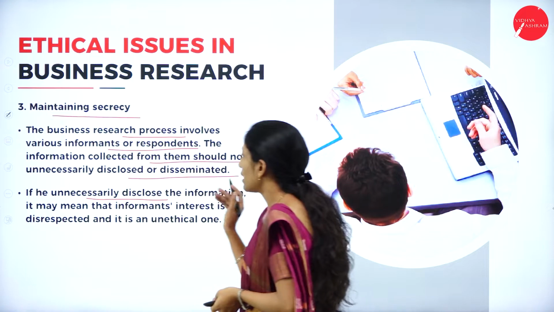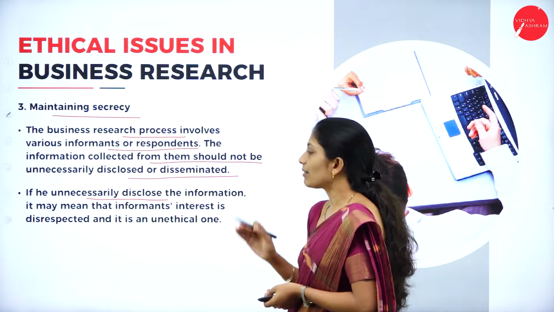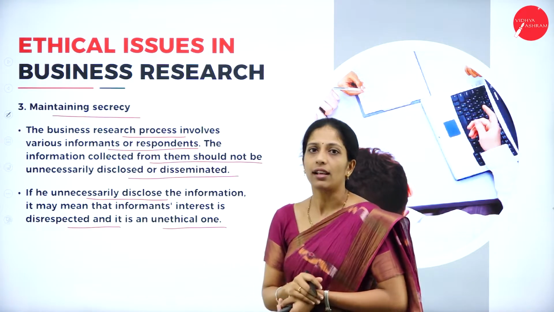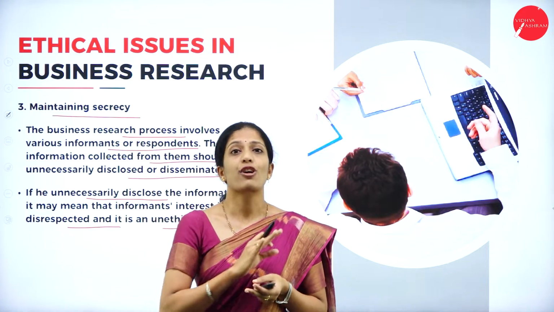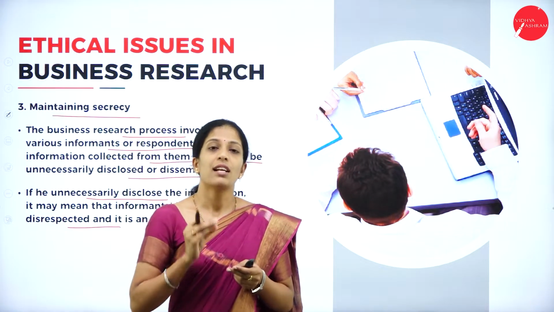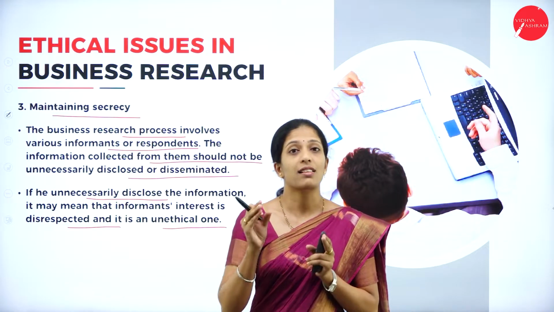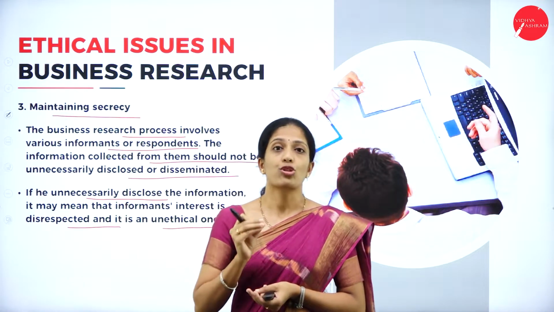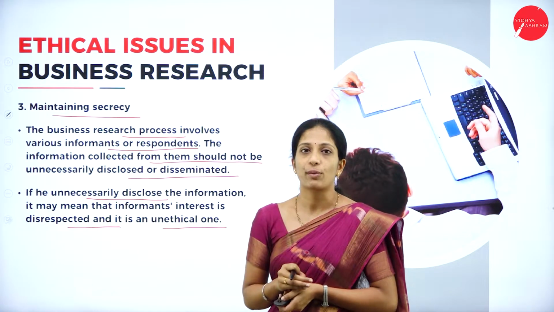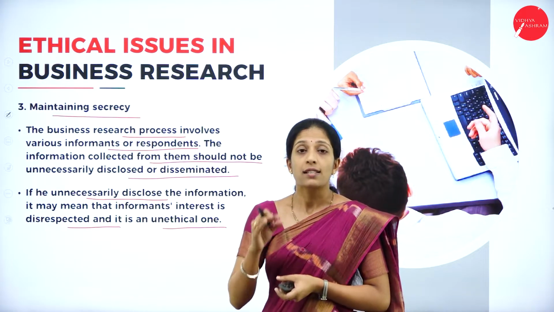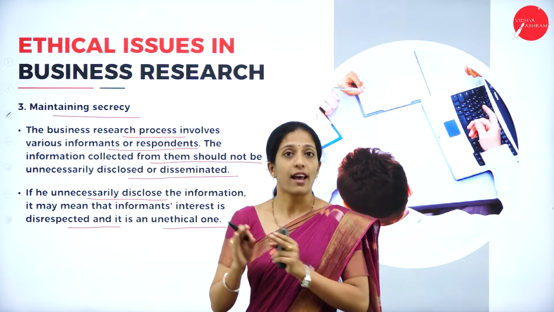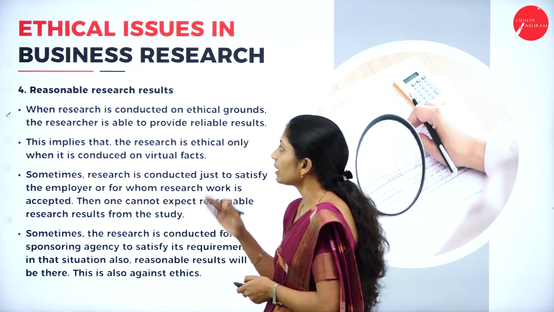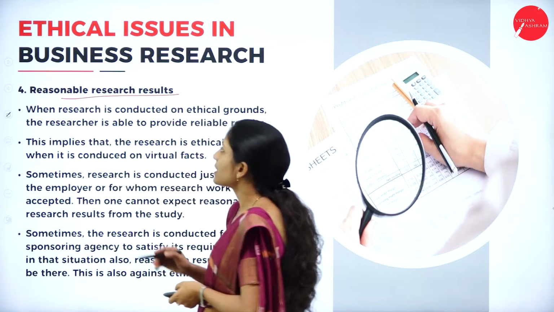If he unnecessarily discloses the information, it may mean that the informant's interest is disrespected, and it is unethical. Suppose the researcher reveals all the secrets of the respondents, then he is going to cheat the respondents, because the respondents have given the information in good faith. So the researcher has to maintain the secrecy of the information given by the respondents. Suppose he wants to reveal that information, then he has to take permission from the respondents, and then he can reveal the information.